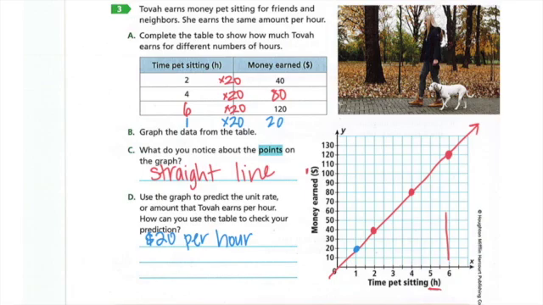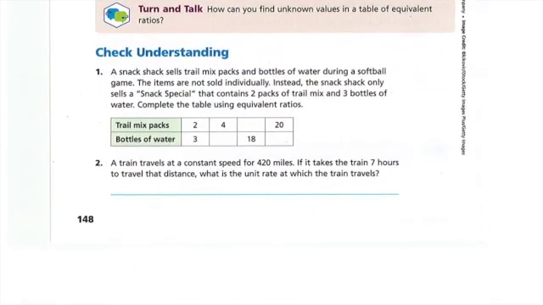All right, let's look at the check your understanding. Again, pause and come back and check your work. All right, a snack shack sells trail mix packs and bottles of water during a softball game. The items are not sold individually. Instead, the snack shack only sells a snack special that contains 2 packs of trail mix and 3 bottles of water. Complete the table using equivalent ratios.